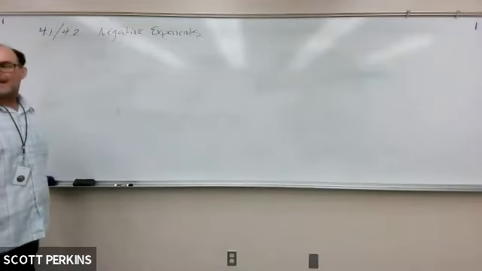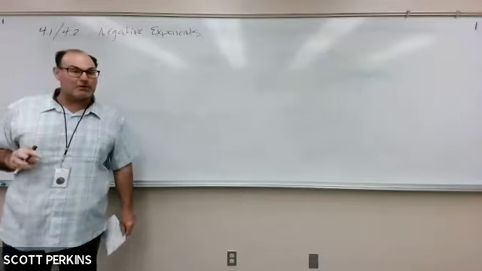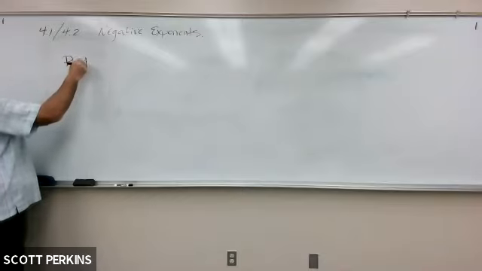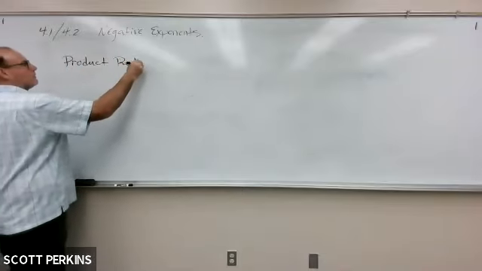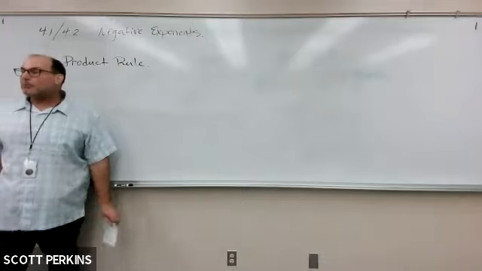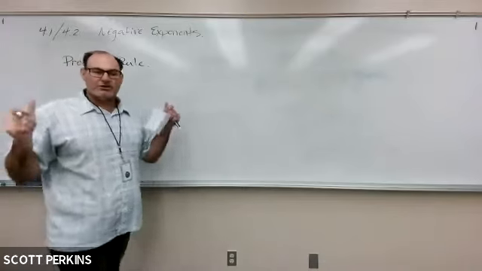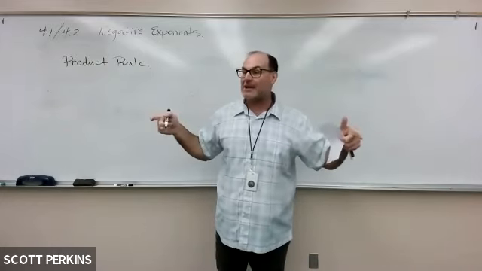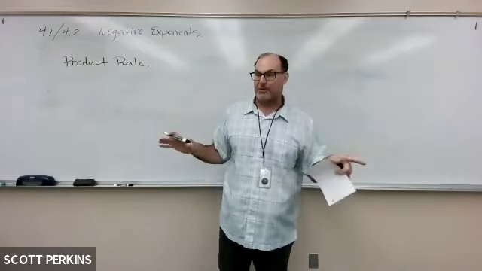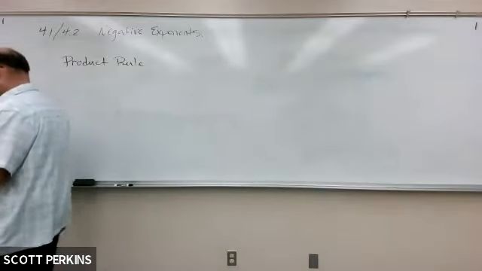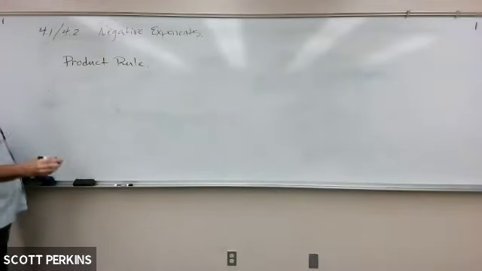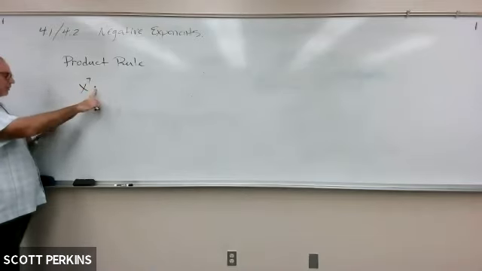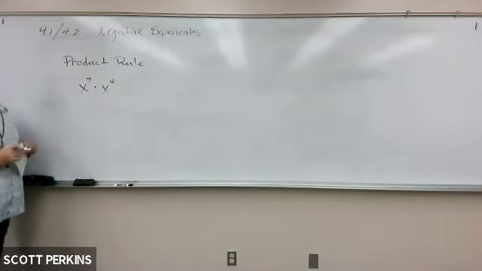So there are three properties of exponents that I'm hoping you're familiar with. The first one is called the product rule. The reason I'm reviewing these is because if you understand the review of the three properties of exponents, then when we apply them with negative exponents, it's absolutely no different. The product rule applies in a situation like this. If I have x to the seventh power times, that's why it's called the product rule, x to the fourth power.